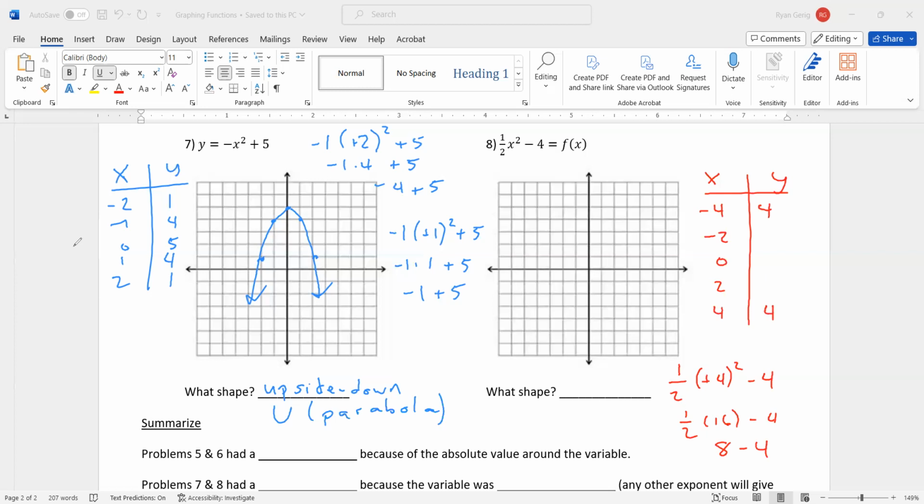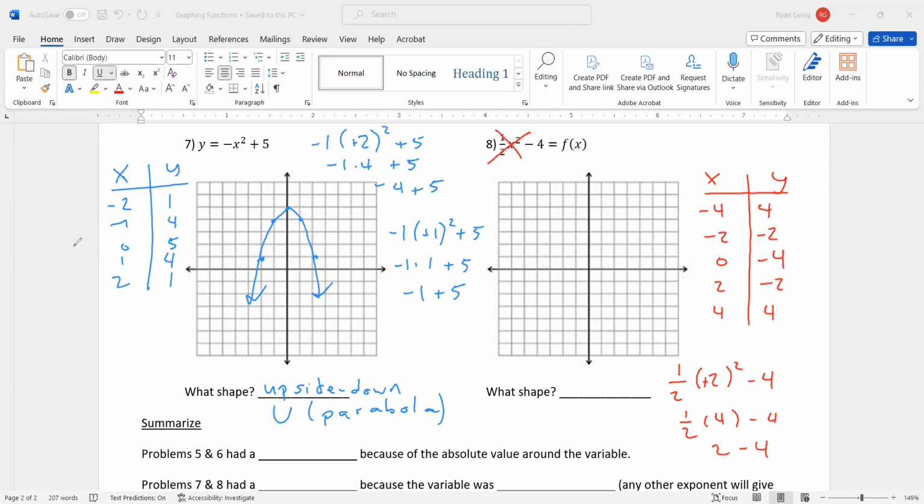All right, let's do negative 2. Negative 2 squared is positive 4. Half of 4 is 2. 2 minus 4 is negative 2. What about positive 2? Positive 2 squared is 4. Half of 4 is 2. 2 minus 4 is also negative 2. 0, the 0 is going to wipe that whole thing out. 0 minus 4 is negative 4.